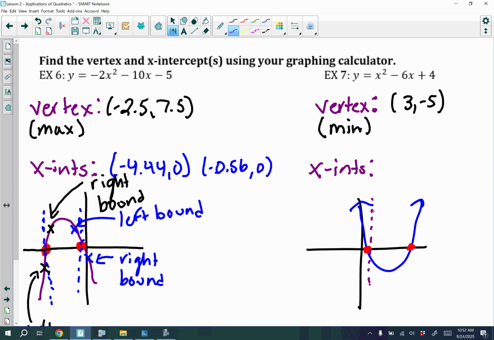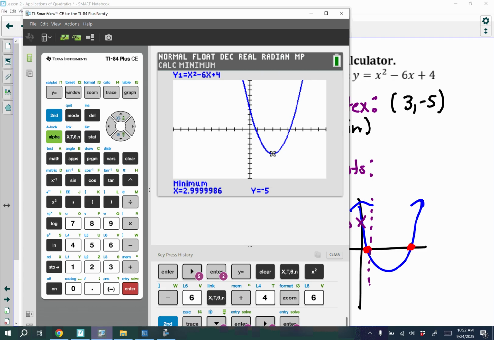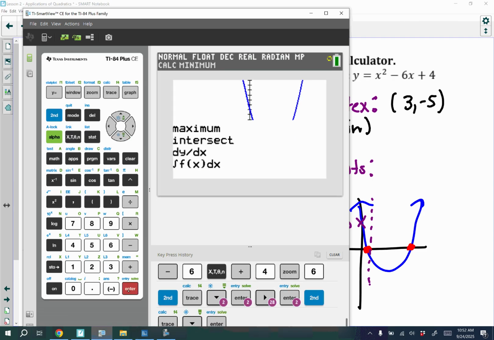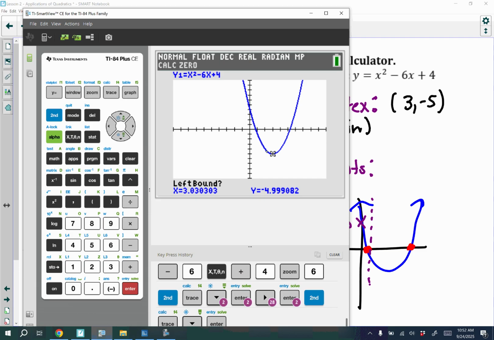I'm going to draw my imaginary line, and let's think about the left bound. Remember, left bound means I want the left-hand side of this imaginary line. That means my left bound is above the x-axis. So what I need to do is go to second trace. Got to go to 0, which is number 2 here. And because I'm doing left bound, make sure you use the left arrow. I need to put the cursor somewhat above the x-axis. Don't have it below, okay, right there.